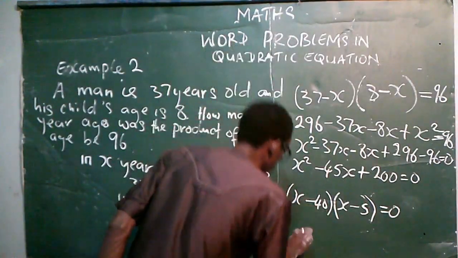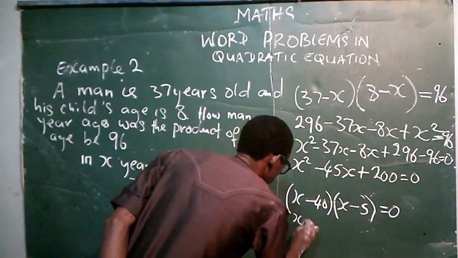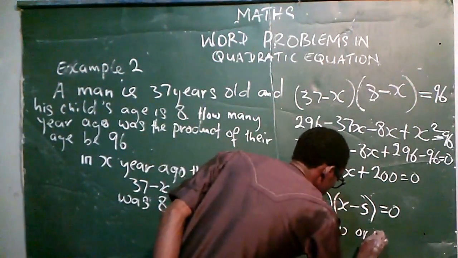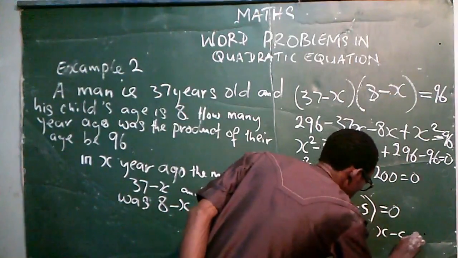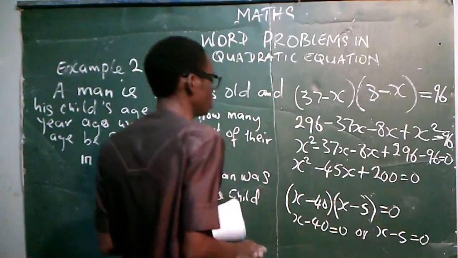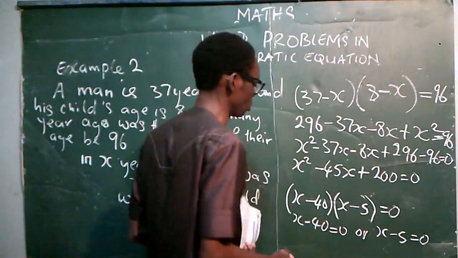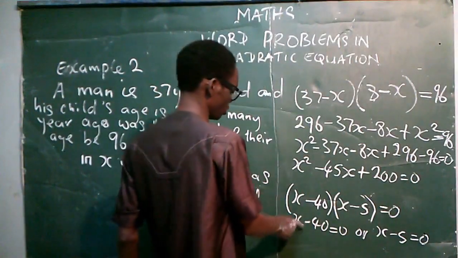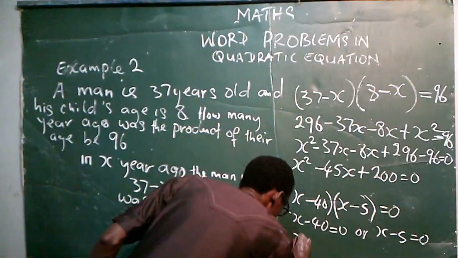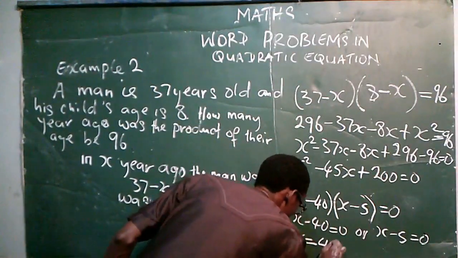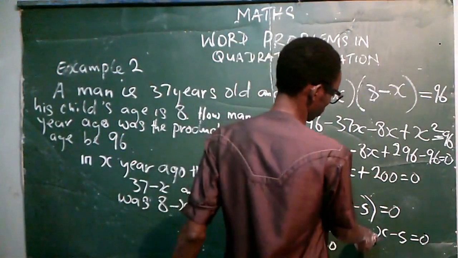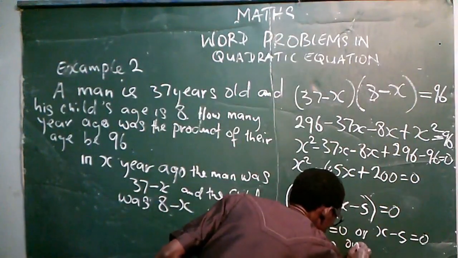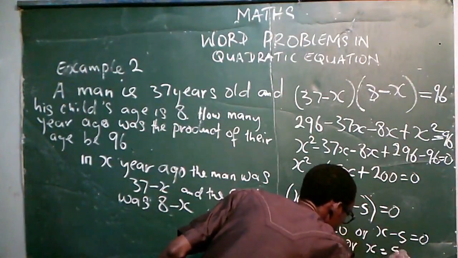x minus 40 equal to 0, or x minus 5 is equal to 0. If x minus 40 equal to 0, it means that x equals 40. If x minus 5 is equal to 0, it means that x equals 5.